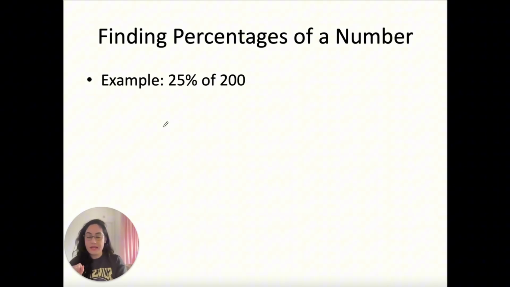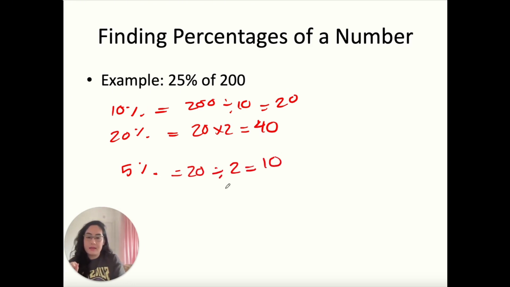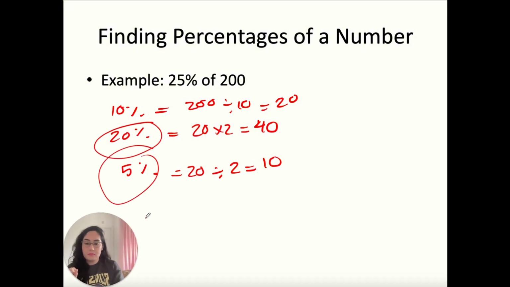So if I go back to the very first example here, it says find 25% of 200. I'm going to find what 10% is, which is 200 divided by 10. That gives me 20. Then I'm going to find what the 20% is. So 20% of 200 would be 20 times 2, which is 40. Then I'm going to find the 5%. 5% is going to be half of the 10%. So half of 20 is equal to 10. So to find 25%, I'm going to add the 20% and the 5% together. So I add the equivalent numbers, 40 and 10, and I get 50. So 25% of 200 is equal to 50. That's how you would break it down.